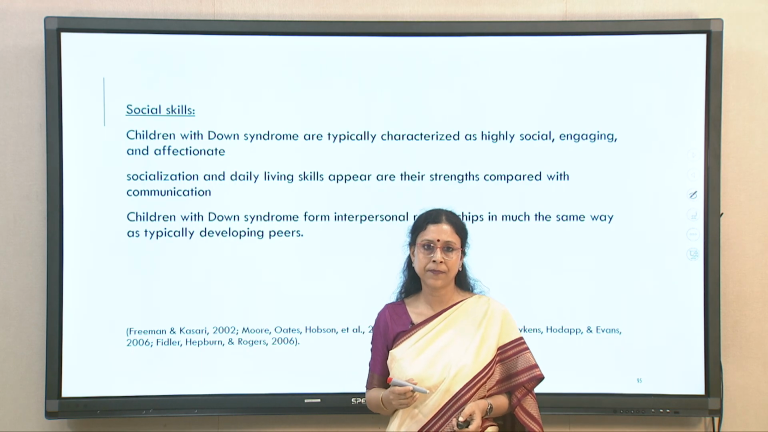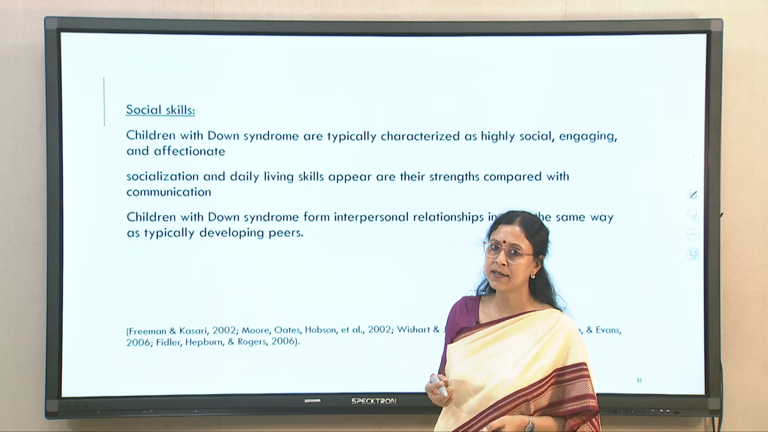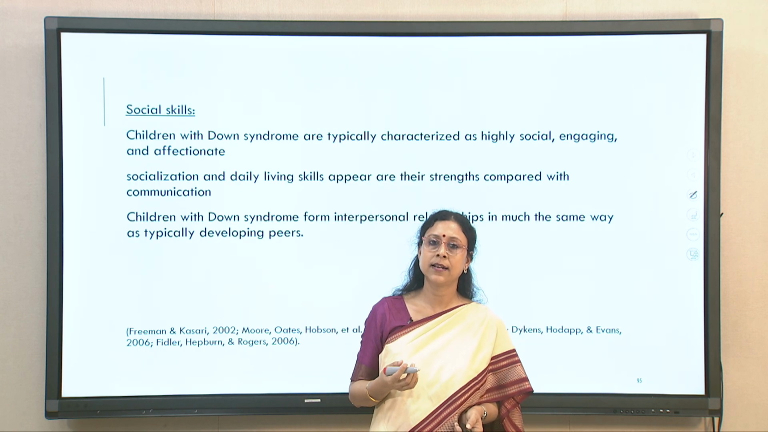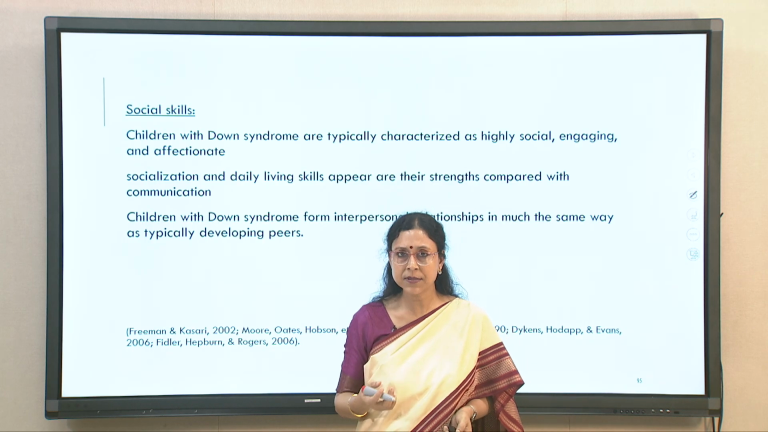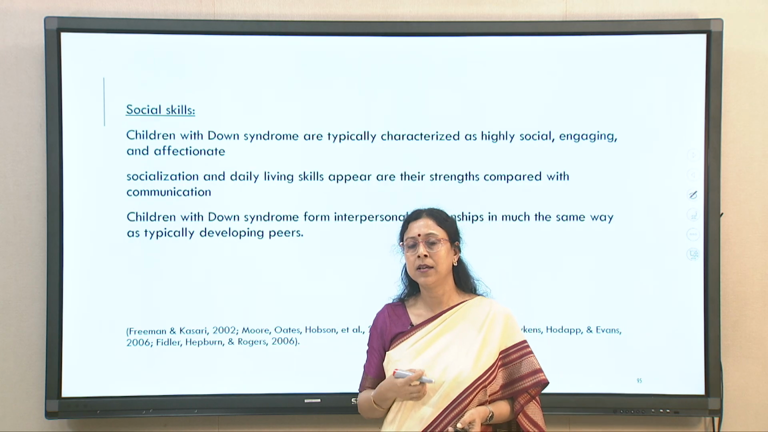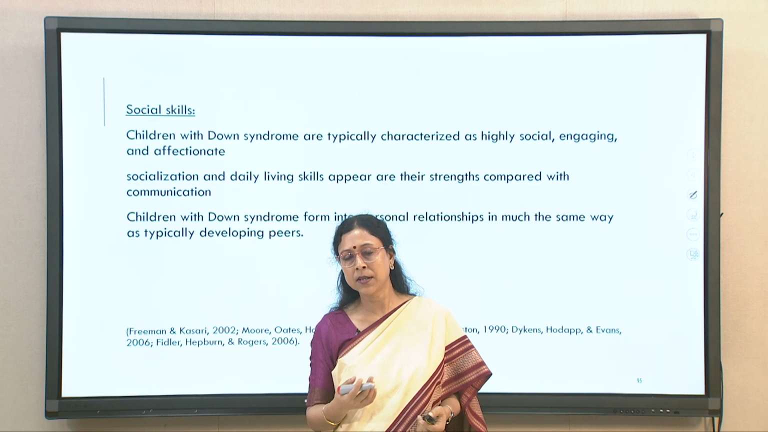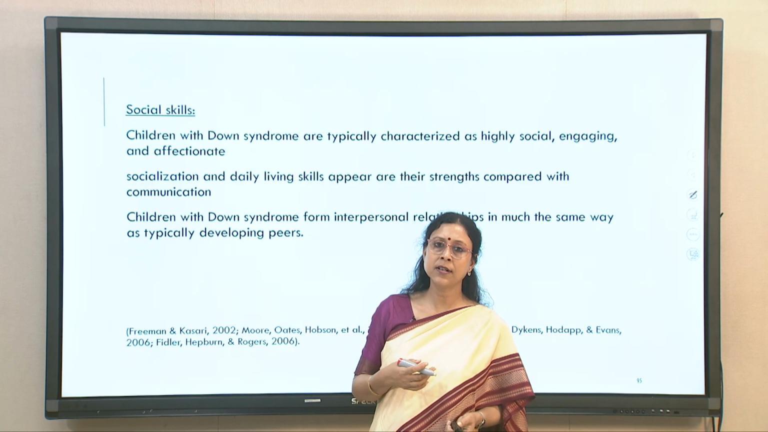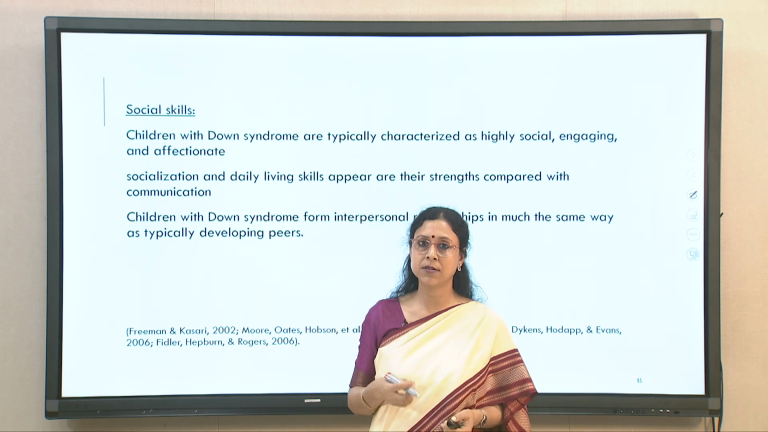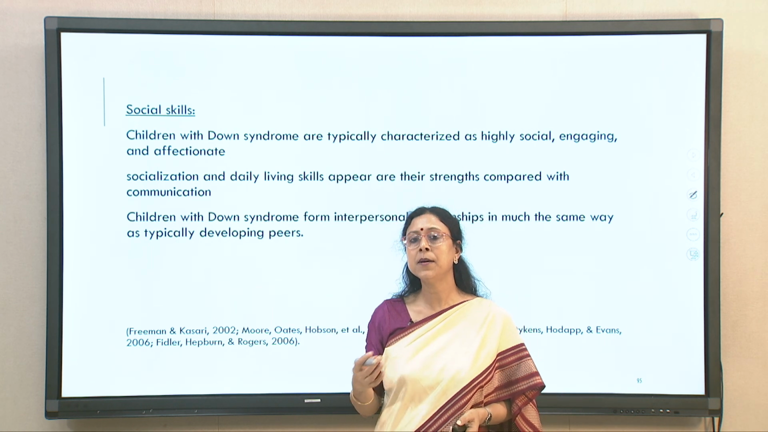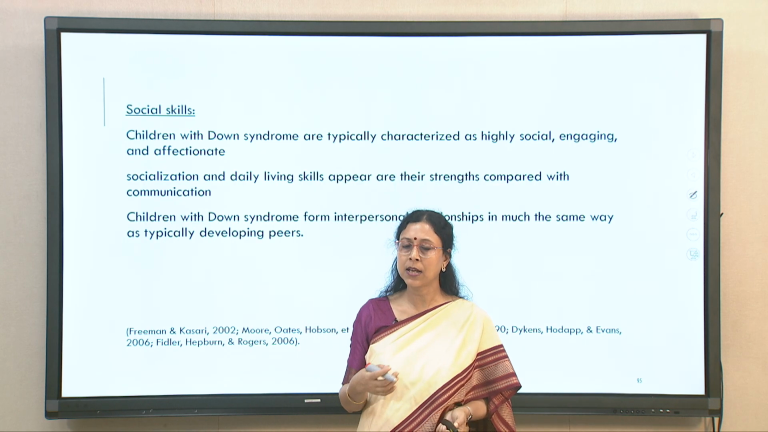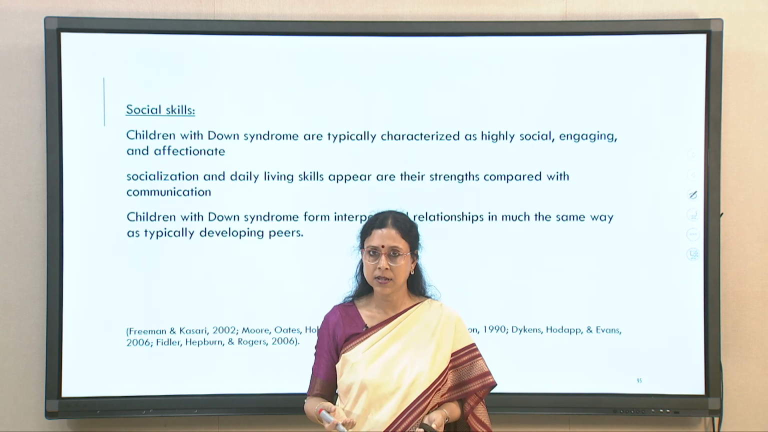Social skills: children with Down syndrome are typically characterized as highly social, engaging and affectionate. This is where there is a similarity between Down syndrome and Williams syndrome. Williams syndrome children, we have seen, are characterized by being very talkative, very sociable, with a cocktail party personality. Down syndrome children are not called cocktail party personality, but they are also highly sociable, as opposed to autism spectrum disorder. Autistic children typically tend to be limited to themselves. They don't open up, they don't have social skills as such, but Down syndrome children do.